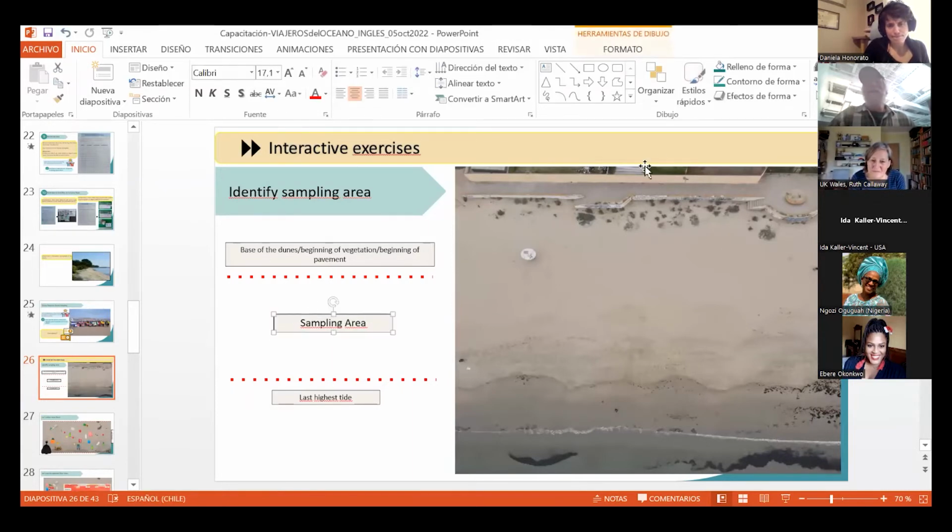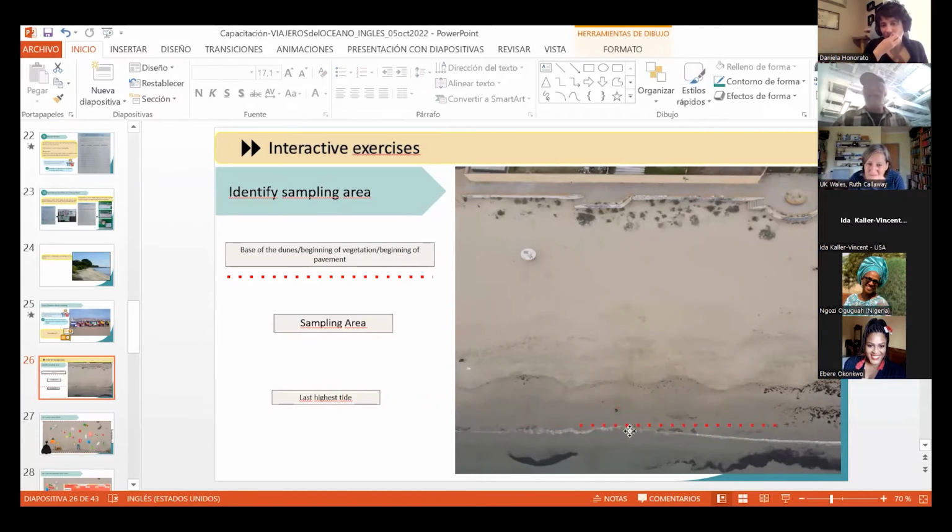And so here we see an overview picture that is taken with a drone. Somebody took this with a drone from above of a beach. And so we need to identify the lower and the upper limit of our beach. So the last high tide line, where would we put that?